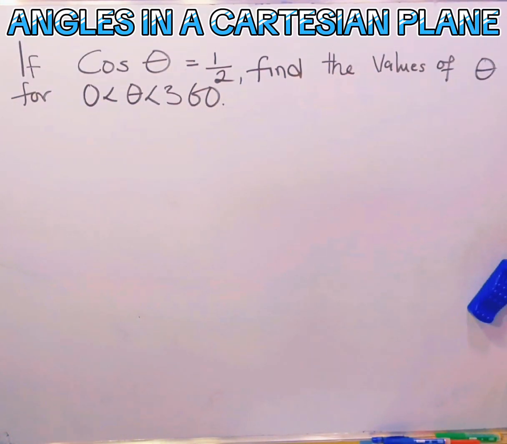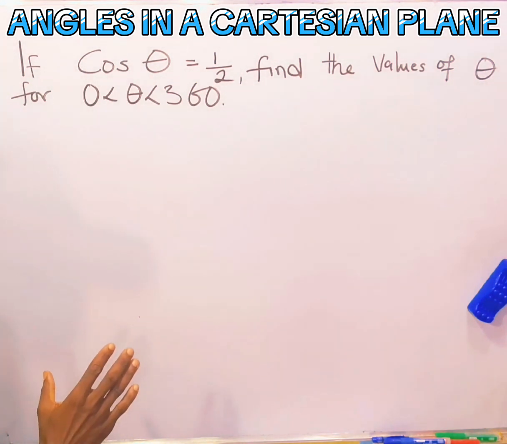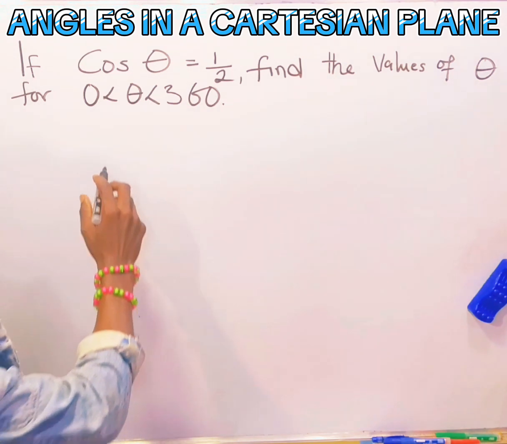If cos theta is equal to 1 over 2, find the values of theta for 0 is less than theta and theta is less than 360. So what we are asked to find here is all the possible values of theta for which 0 is less than theta, which means theta is greater than 0, and theta is less than 360, which means 360 is greater than theta.